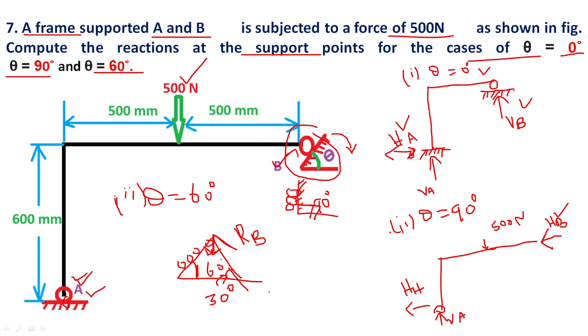This angle is 30 degree only. So we want to write the component forces of the resultant reaction force at B. Two kinds of forces act, one vertical and another horizontal. The vertical component is Rb sin 30 and the horizontal component is Rb cos 30 degree. These are the three cases.